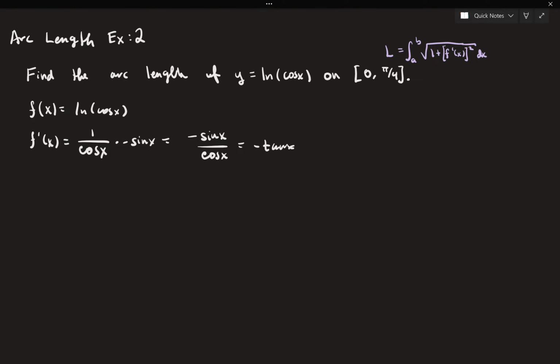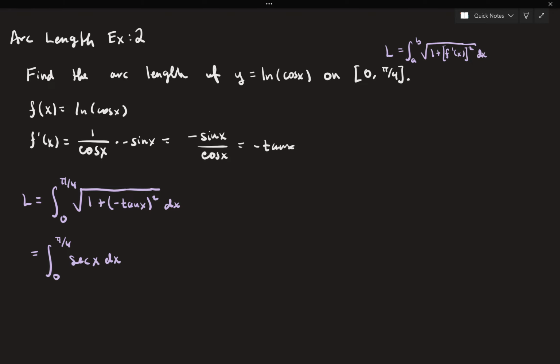And I'll just plug this into my integral, my formula. So my length is the integral, I start at 0, end at pi over 4, of the square root of 1 plus, here's my derivative, negative tan x all squared. Careful with your algebra, you got to square that negative sign. And I get 1 plus tan squared x. That's secant squared. And so secant squared, I can take the square root and just leave me with secant.